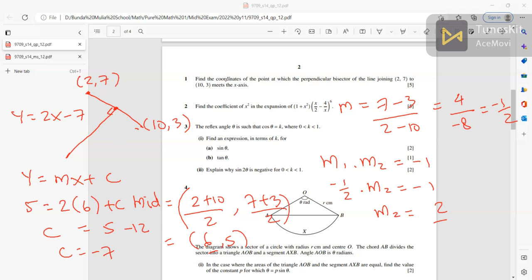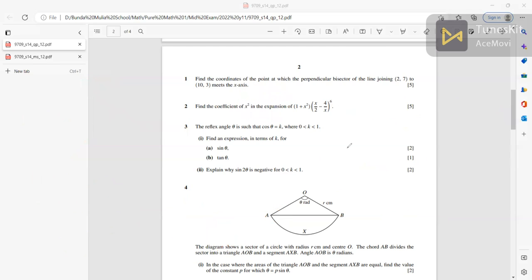And it asks us to find the coordinate where it meets the x-axis. X-axis means what? y equals 0. When y equals 0, what is x? So 0 equals 2x minus 7, so x equals 7 over 2. So the coordinate is 7 over 2, comma 0. That is for number 1. Now we go to number 2.